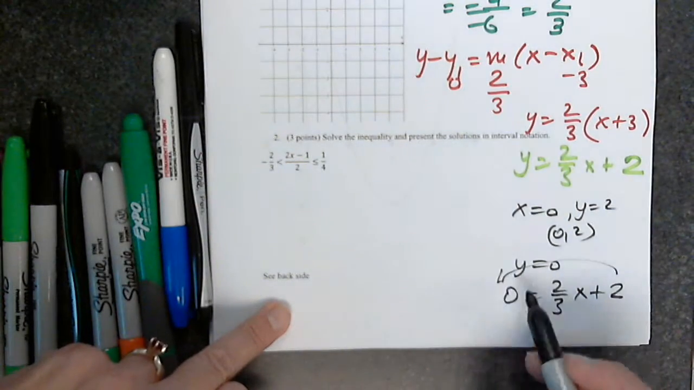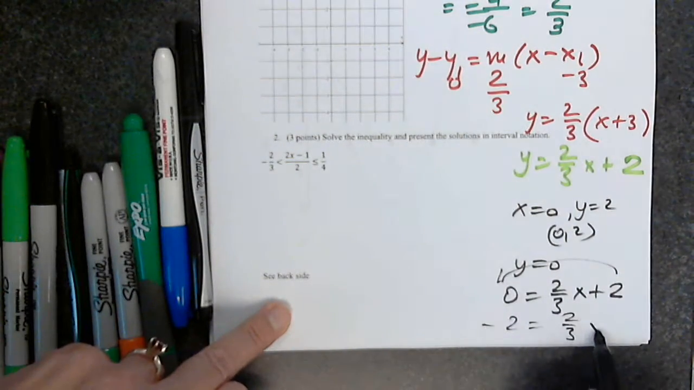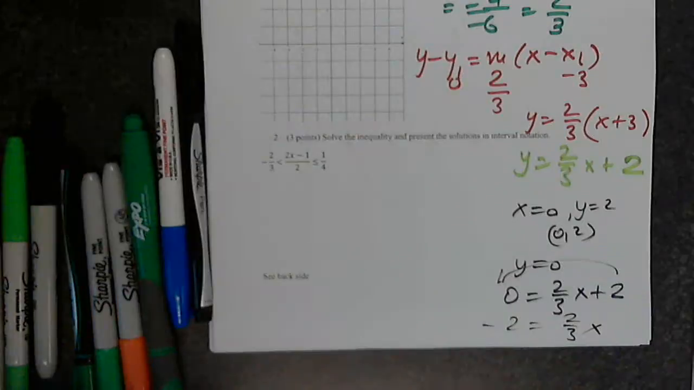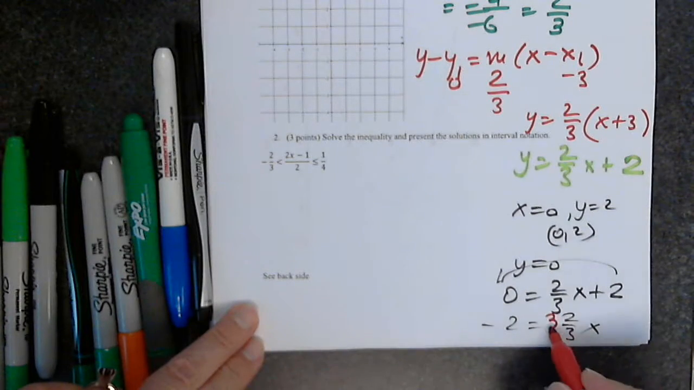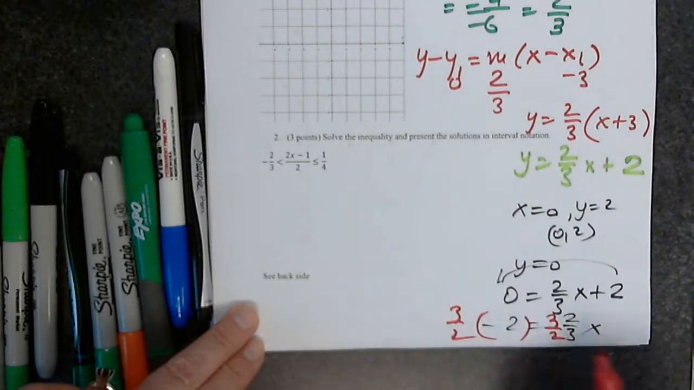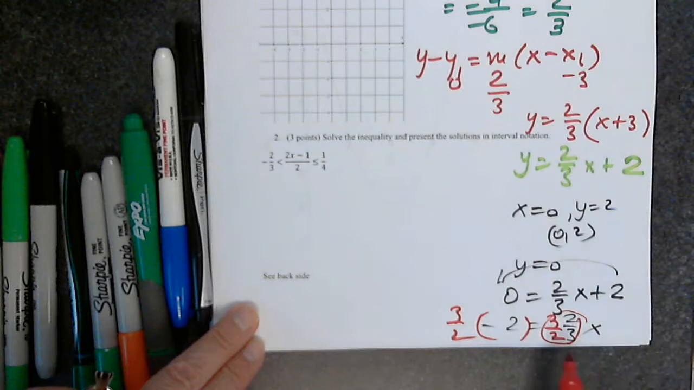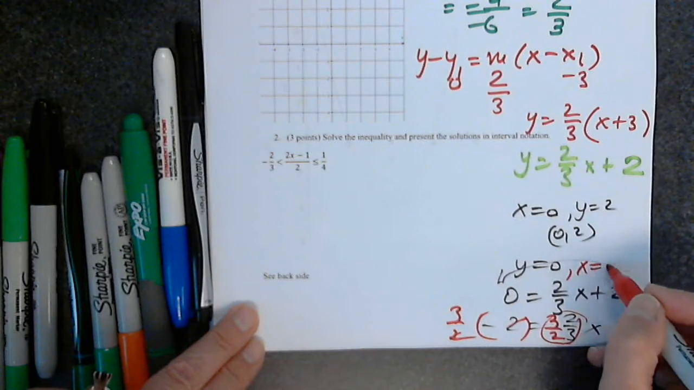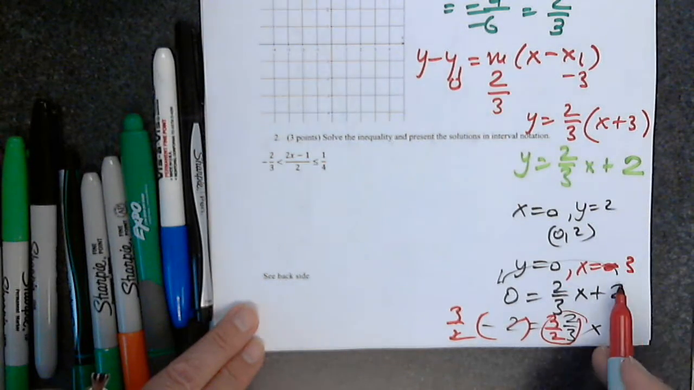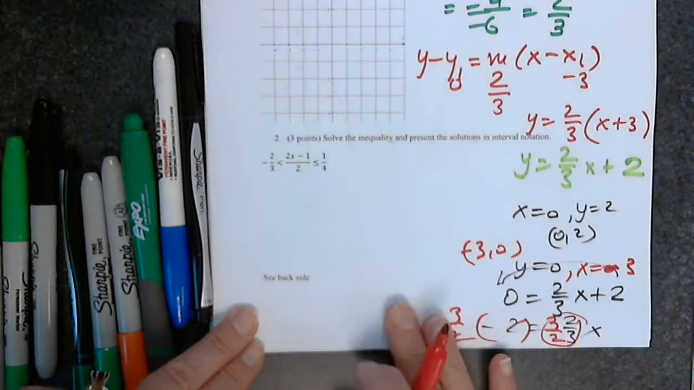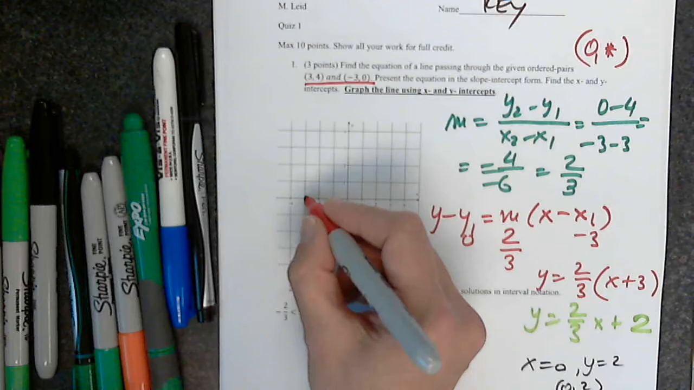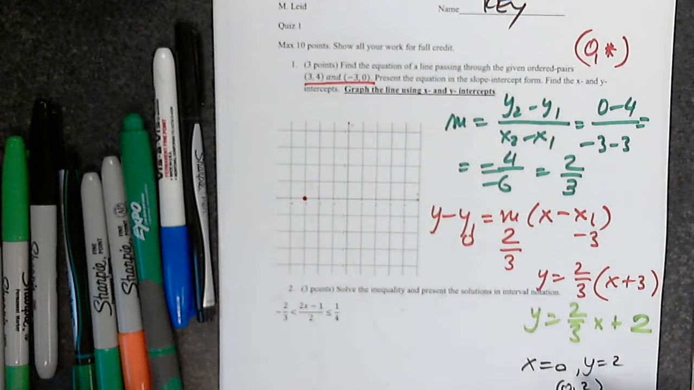I have to move 2 to the other side. Negative 2 equals 2/3 x. And then I have to multiply both sides by 3 over 2. So this is 1. So this is simplified. So this is x equals negative 3. So x equals negative 3 when y is 0. So the other ordered pair is negative 3, 0. Here's negative 3, 0. And here is 0, comma 2.